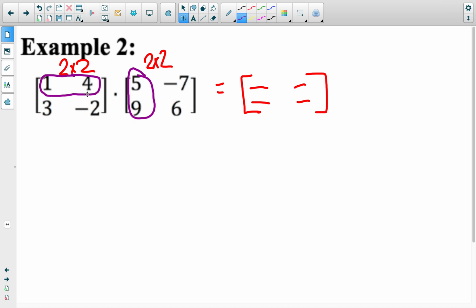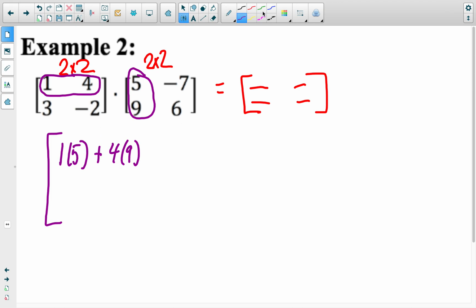All right, so this is really important. We have to be very careful with how we do this, and this is actually why those middle numbers have to match, because otherwise this process won't work. So we have to take 1 times 5. I'm going to write a bigger matrix down here. 1 times 5, and we're going to add that to 4 times 9. Notice how we're taking the top left number times the top left number, and the top right number times the bottom left number, and that's going to overall give us this top left value in the matrix.